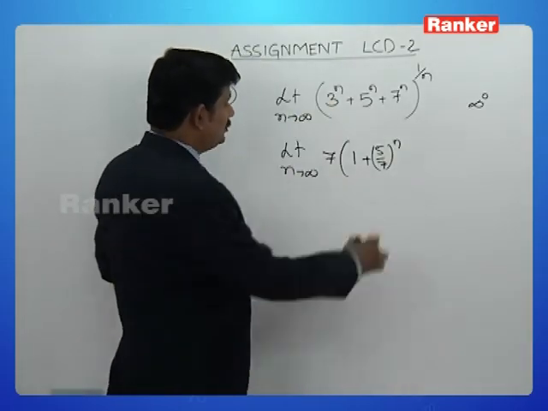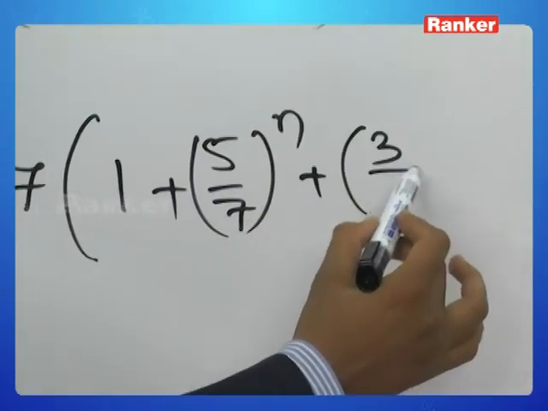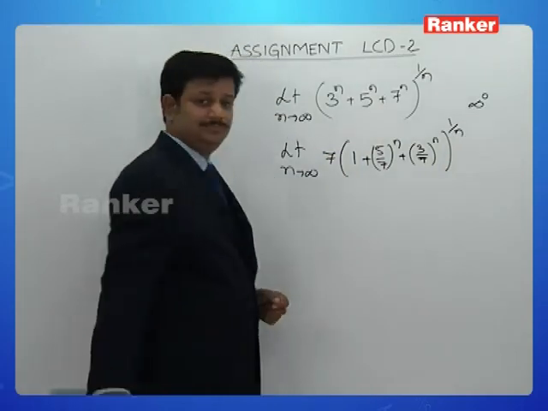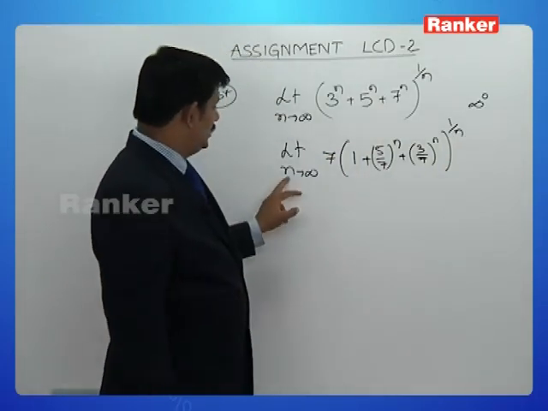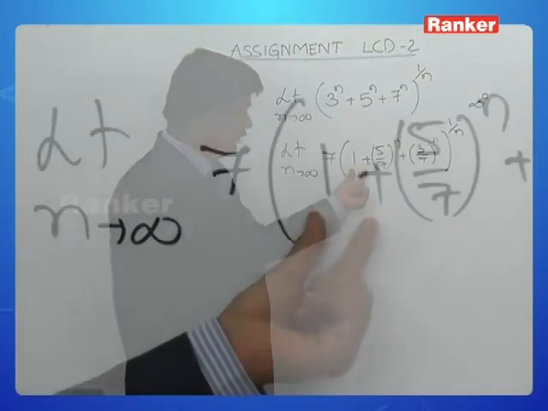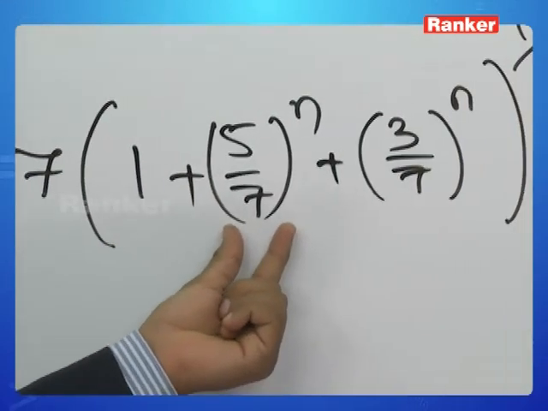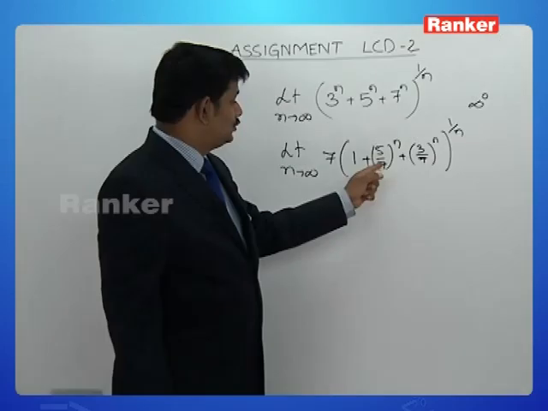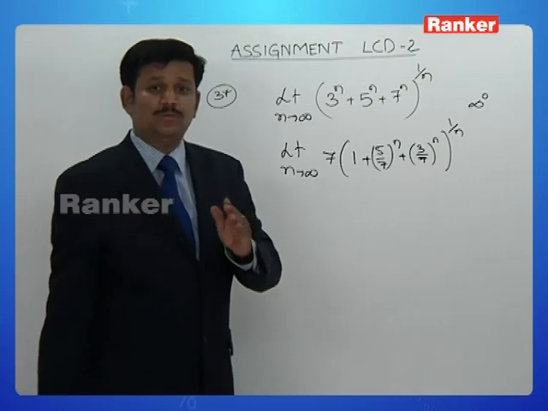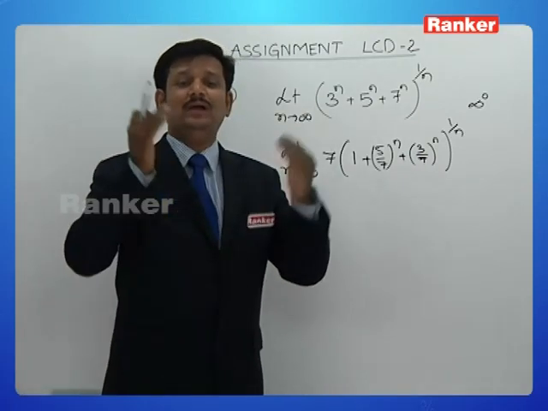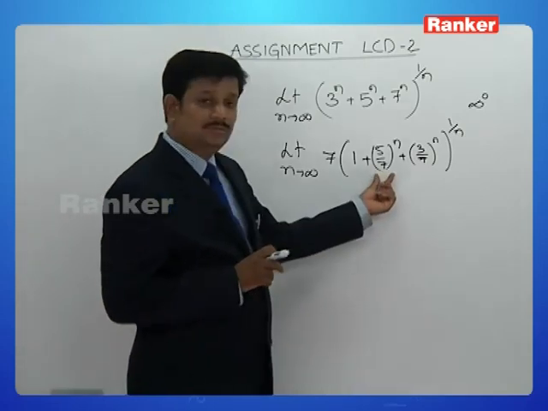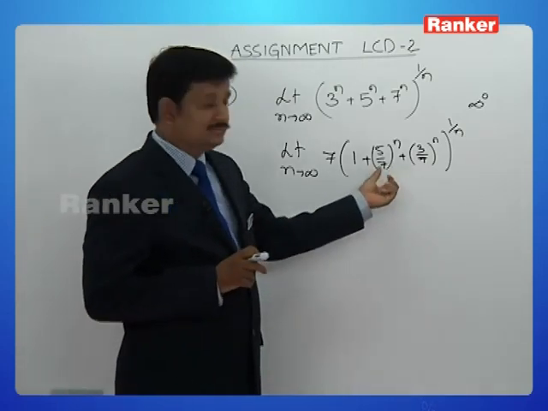From 3 power n we took 7 power n common, so this becomes 3 by 7 power n whole power 1 by n. Now, observe the question, as limit n tends to infinity, this is 1, 5 by 7 is a number smaller than 1, so 5 by 7 raised to the power n tends to 0. A number smaller than 1, when it is raised to an infinitely large power, becomes smaller and tends to 0. So, this number tends to 0.